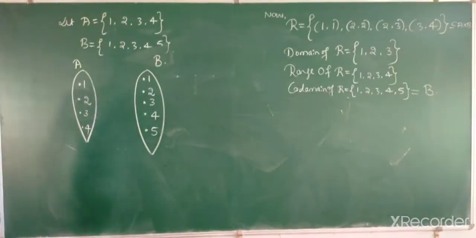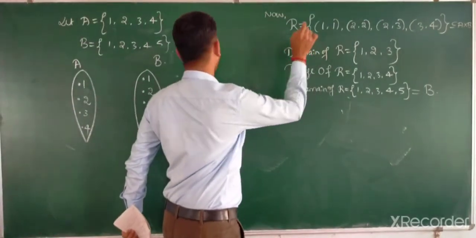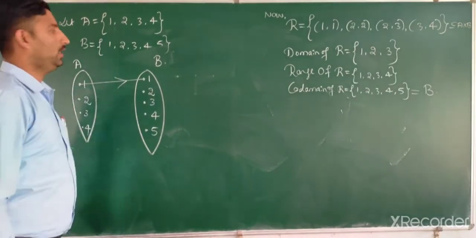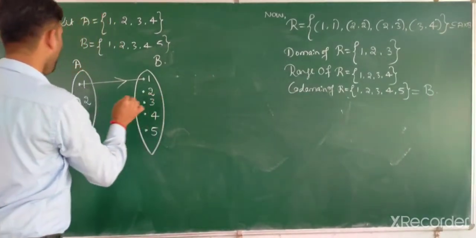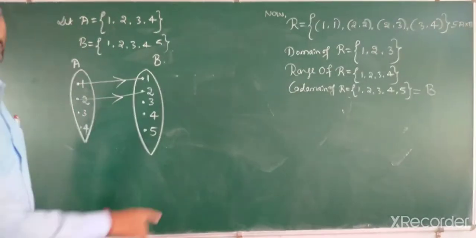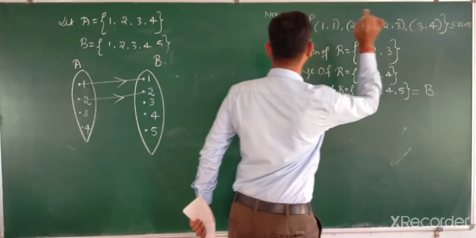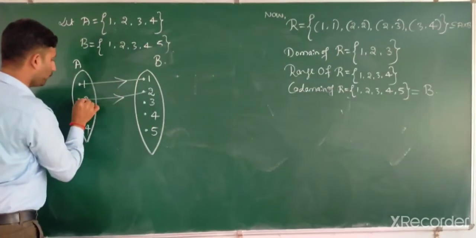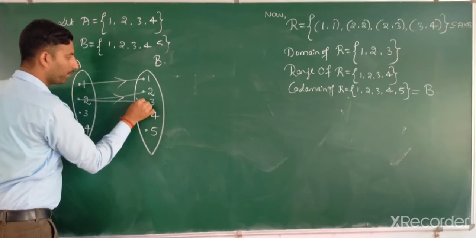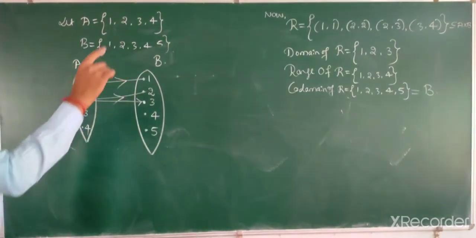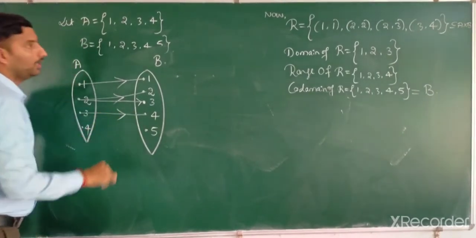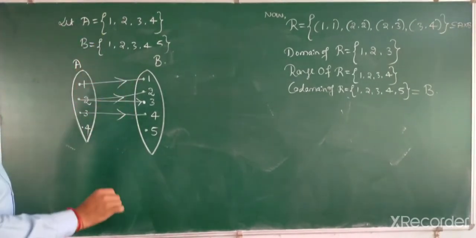Then look at the value: 1 goes to 1. You write it as the value 1, 1. 2 goes to 2. 2 goes to 3. Look at the value 2, 3, a combination. After that 3, 4. This is the value 3, 4.